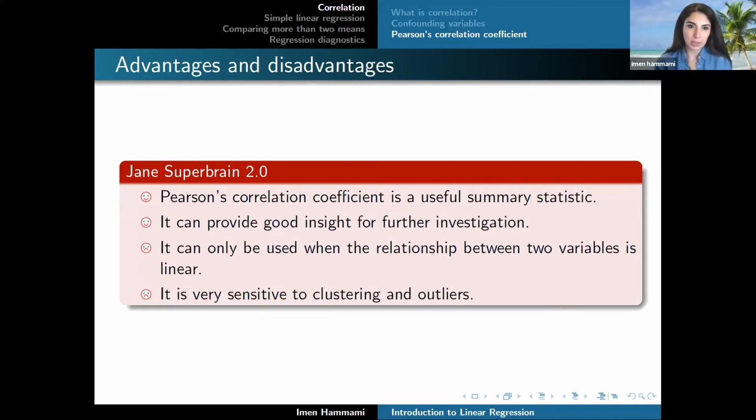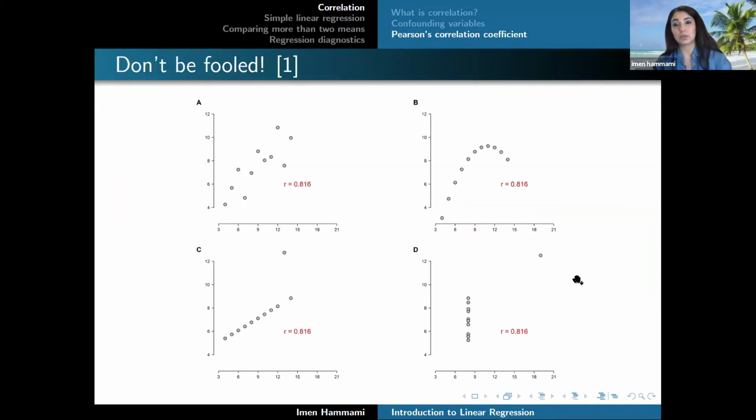So Jane's ideas. Pearson correlation coefficient is a useful summary. Yeah. It can provide a good insight for further investigation, and it can only be used when the relationship between the two variables is linear. Absolutely. First, look at the plot and then choose your summary statistic. It's very sensitive to clustering and outliers. Absolutely. Just because of these 2 points, we had a strong Pearson correlation coefficient, and actually there is no association.